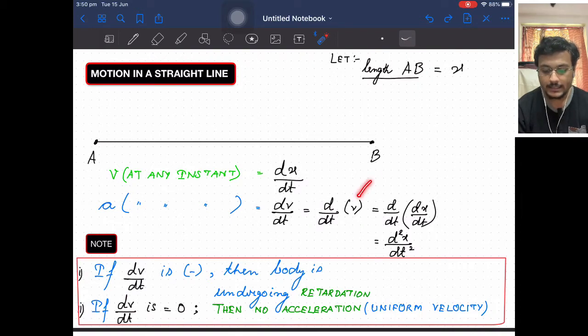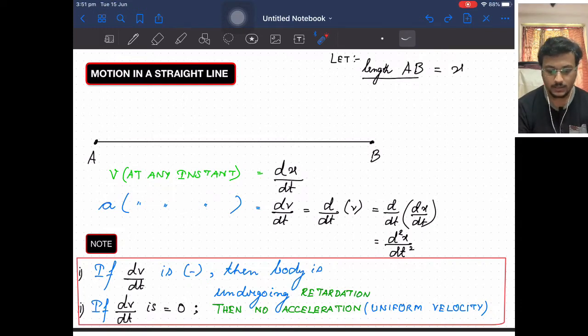Now we know that v is also a function of displacement, so v is written as dx by dt. So we end up with a formula that is acceleration of a particle at any instant of time is equal to d2x divided by dt square. That's the second differentiation, or the double differentiation of displacement. So if we differentiate displacement 2 times, we will get acceleration. If we differentiate 1 time, we will end up with velocity.